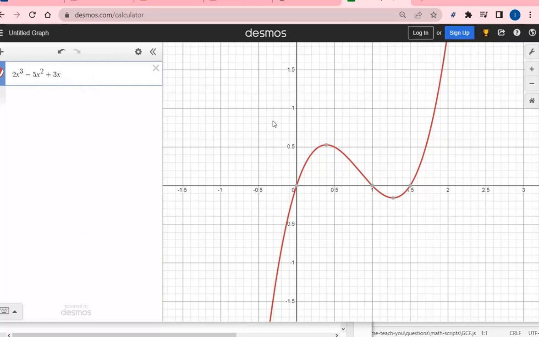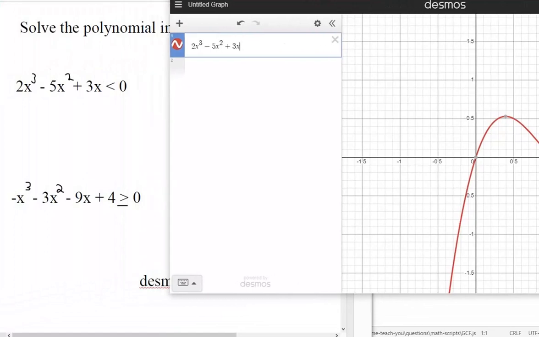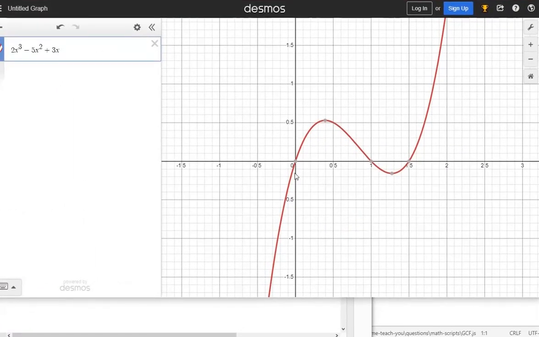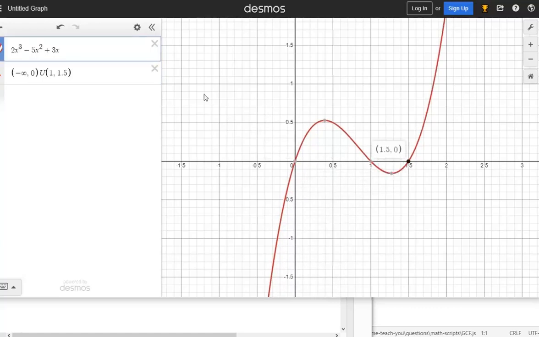Okay. And then we were asked to say where this is less than zero, so where this is negative. So the graph is negative over here, and the graph is negative between here and here. So this is negative from negative infinity to 0. I'm going to use a union because there's more places. It's negative from 1 to 1.5. Those are all the x coordinates where the y values are negative. So everything to the left of 0, then we stop there. It's everything between 1 and 1.5.